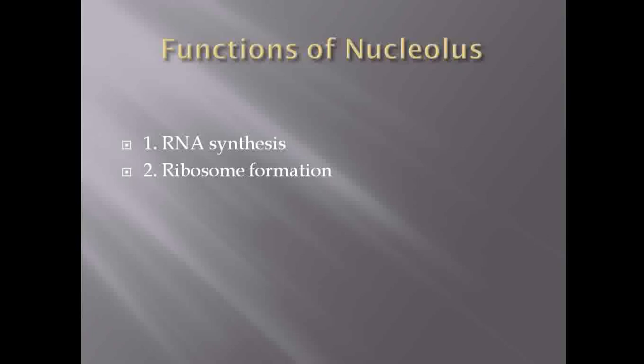Now there are two functions of the nucleolus. The first function of the nucleolus is RNA synthesis. The nucleolus is the active site for RNA synthesis. The nucleolus synthesizes 70 to 90% of RNA in the cell. And ribosome formation is another function of the nucleolus. So ribosomes are also synthesized inside the nucleolus. So this is all about the nucleus and nucleolus structure and functions.